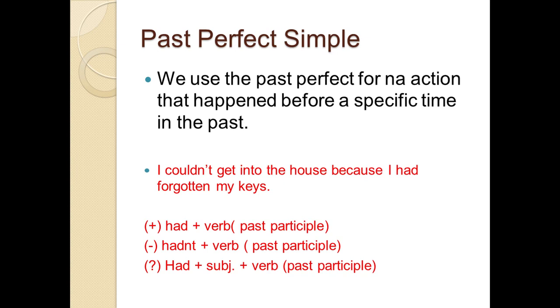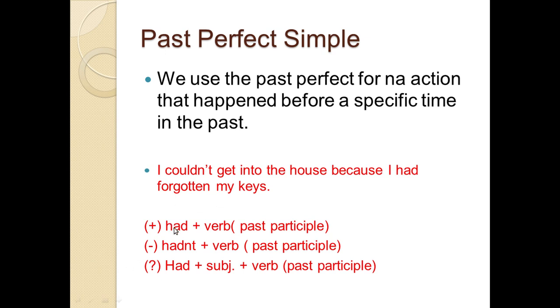Check in here. I couldn't get into the house because I had forgotten my keys. What happened first? I had forgotten my keys. Then I couldn't get into my house. Okay, action 1, past perfect. Action 2, past simple. How can I write my sentences?